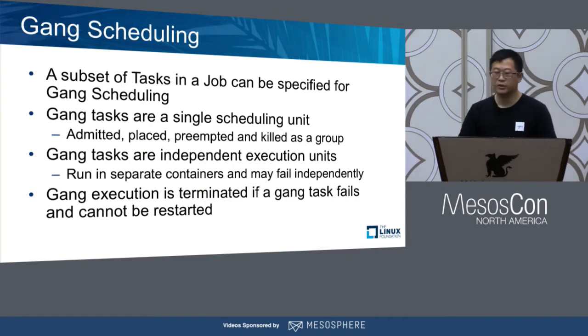Then for gang scheduling, we solve this problem also in the Peloton scheduler layer by defining a subset of tasks in a job to be scheduled together. All the gang tasks will be a single scheduling unit. That means it will be admitted, placed, preempted, and cleared as a group. But those gang tasks are independent execution units, because they are running in separate containers and may fail independently. So that requires us to do lots of lifecycle management on the gang side, because if some task cannot be restarted, we have to kill the whole gang.